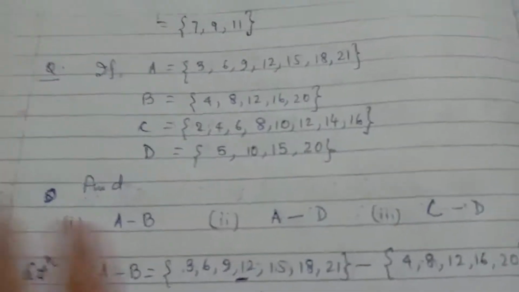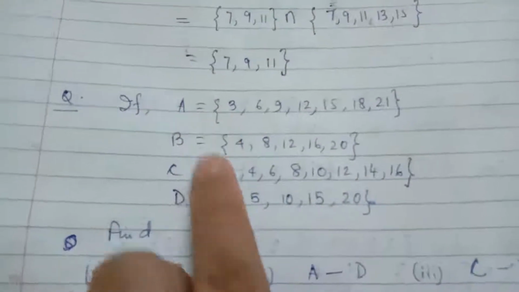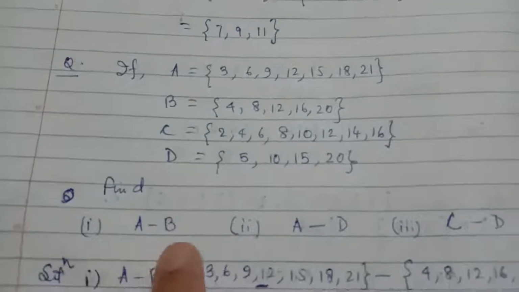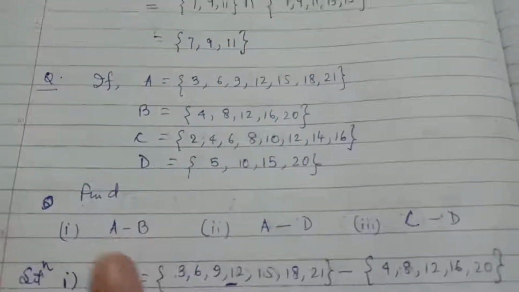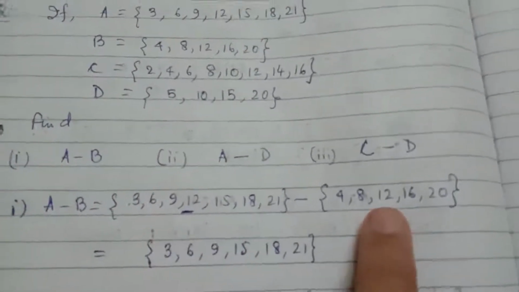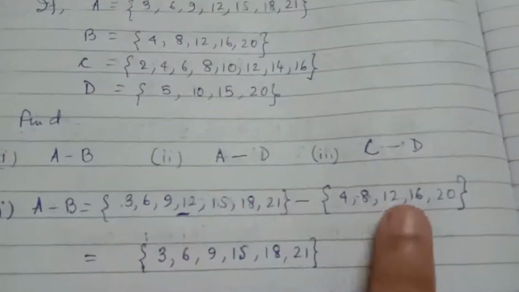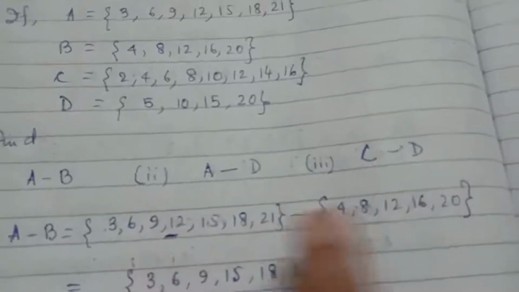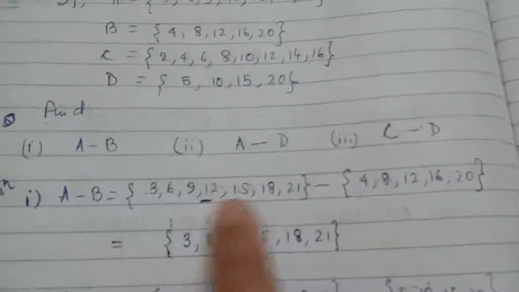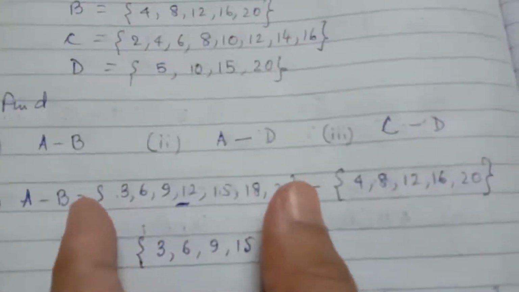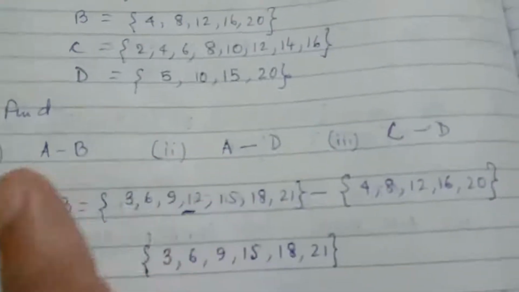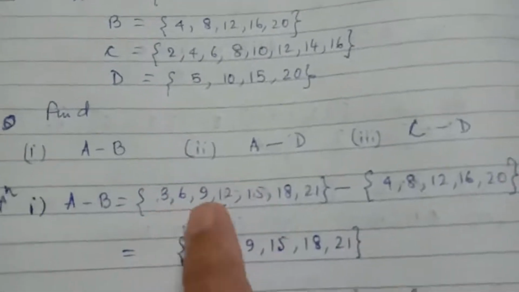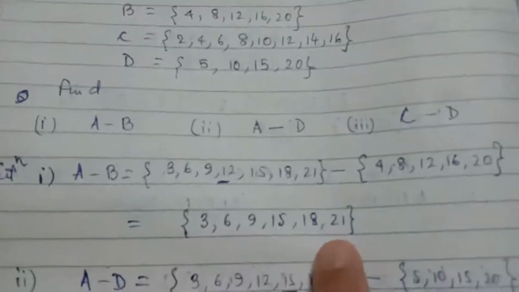Another question from NCERT book. If A equal to this, B equal to this, C equal to this, D equal to this, find A minus B. I have written A set minus B set. First we have to find the elements which are common to both the sets. 12. So A minus B means we have to write elements of this set removing the common element. So I have removed 12 from this set. 3, 6, 9, 15, 18, 21. This is A minus B.